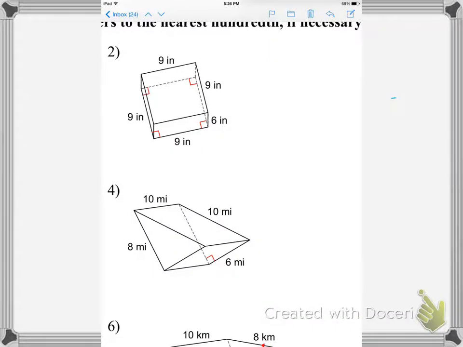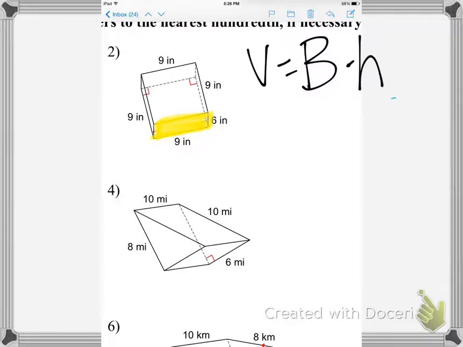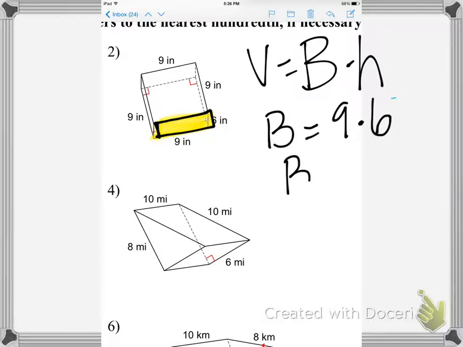Okay, so for number 2, we have a rectangular prism. So I'm going to highlight my base. I'm going to make the base this part right here. You can also use the shortcut. If you know the shortcut, go for it. So if that's my base, we know volume equals area of the base times height. So here is my little base, which is 9 by 6. So that's 9 times 6 for the rectangle.